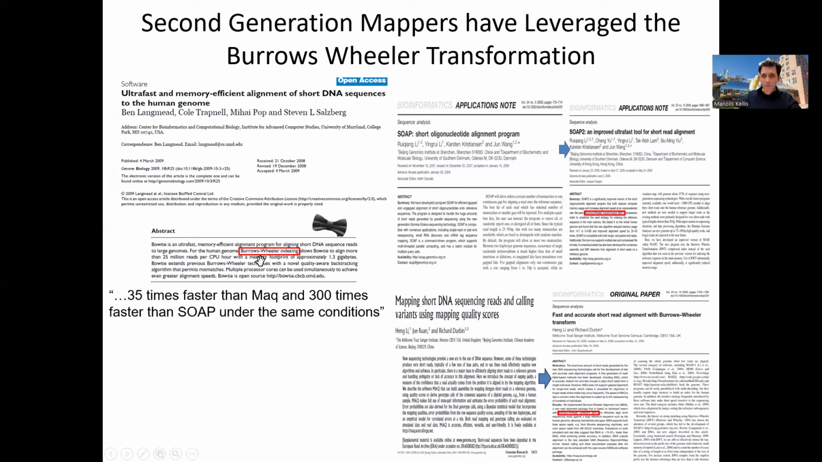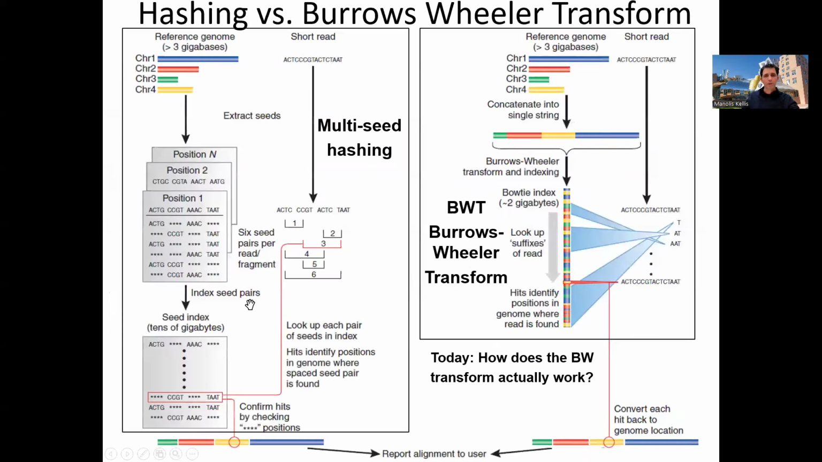And right after this, you basically have SOAP that became SOAP 2. And then this algorithm became version 2, which always incorporated bowtie. So how does it work? Okay, brace yourselves. This is very fun. So you have a bunch of chromosomes, and you can put them end to end, and you can extract seeds and create this giant table.